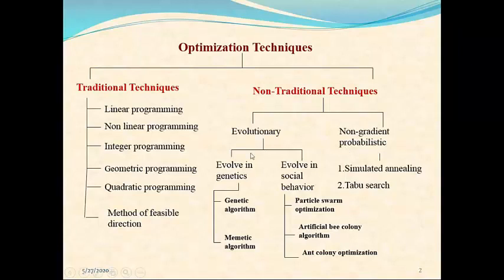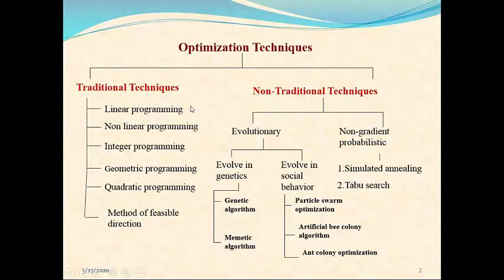Evolutionary methods are again classified as those evolved in genetics and those evolved in social behavior. Examples of the first category are genetic algorithm, memetic algorithm, and many more. Algorithms evolved in social behavior include particle swarm optimization, artificial bee colony, ant colony optimization, and many more. Similarly, non-gradient probabilistic algorithms like simulated annealing and tabu search can also be used.